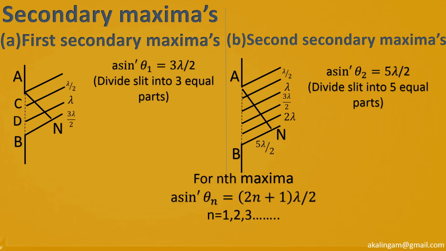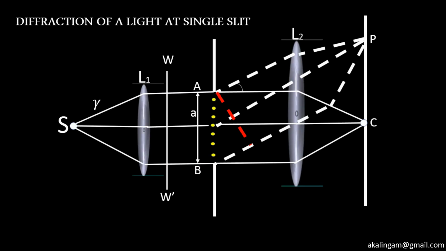For the nth maxima, a sin dash theta n is equal to 2n plus 1 lambda by 2, whereas n is equal to 1, 2, 3 and goes on. So 2n plus 1 lambda by 2a is equal to sin dash theta n. So now we got the equation of secondary maxima.